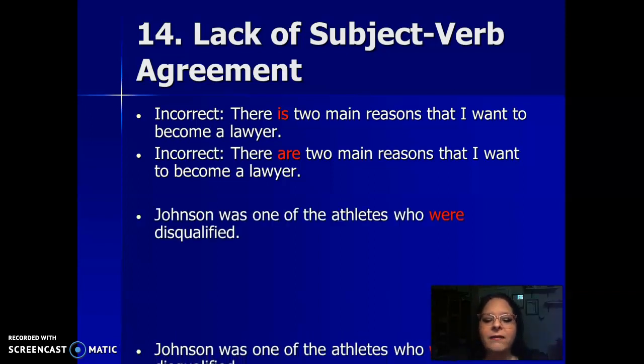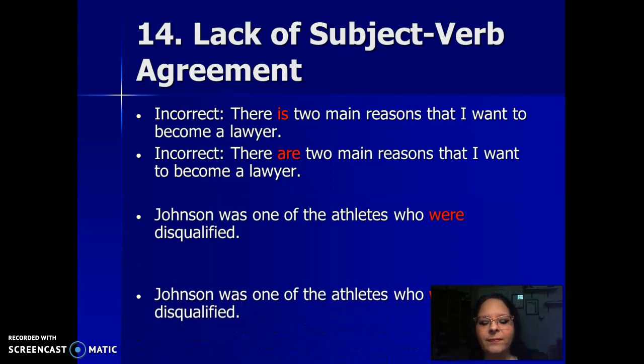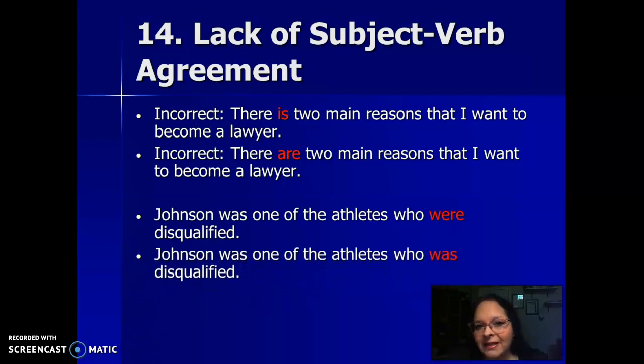Okay, Johnson was one of the athletes who were disqualified. Well, "of the athletes" is actually a prepositional phrase. If you take that out, you have "Johnson was one who was disqualified." So when in doubt, if you see a prepositional phrase, read it without.